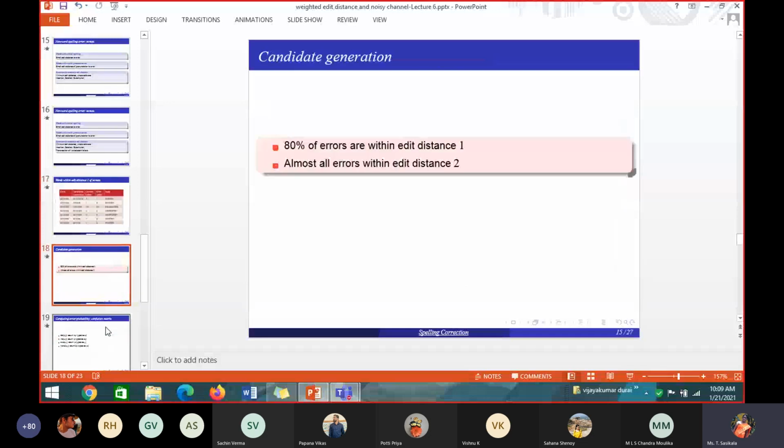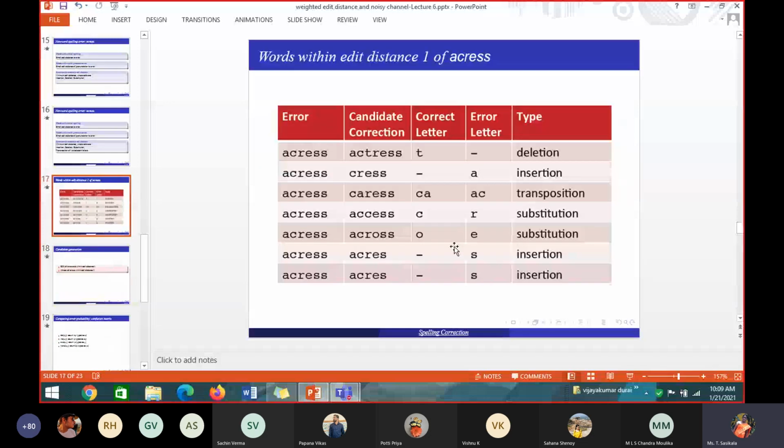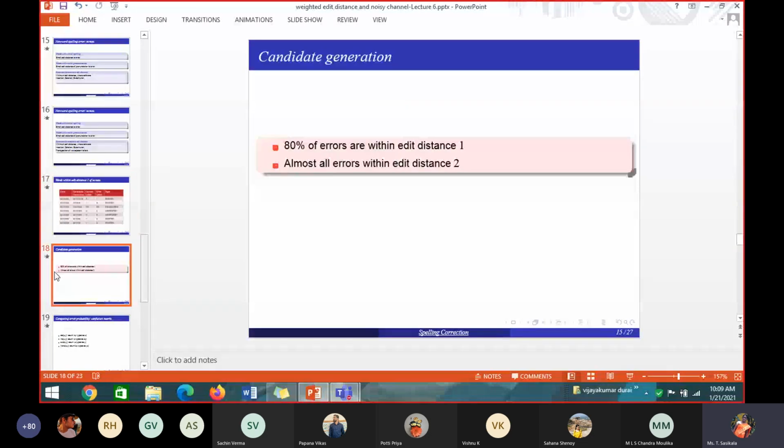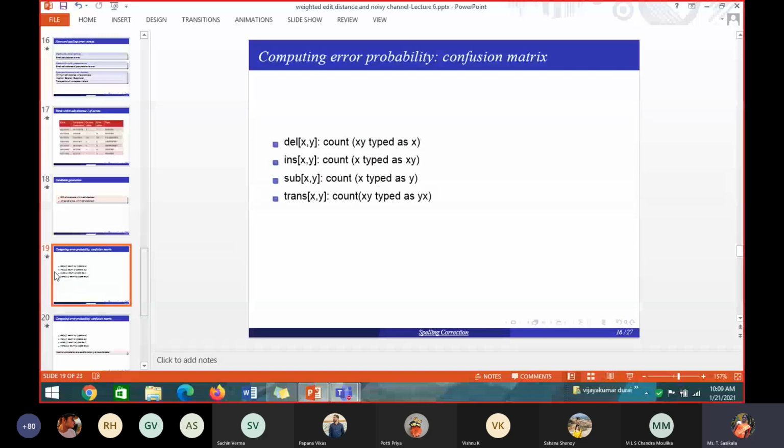Most of these errors are with one edit distance, either with one deletion I get the error word, mostly it will be one edit operation, or mainly it will be an edit distance of 2. So what are the probabilities we have found here? What are the operations? Delete of x comma y, insert of x comma y, substitution of x comma y, and transposition of x comma y.